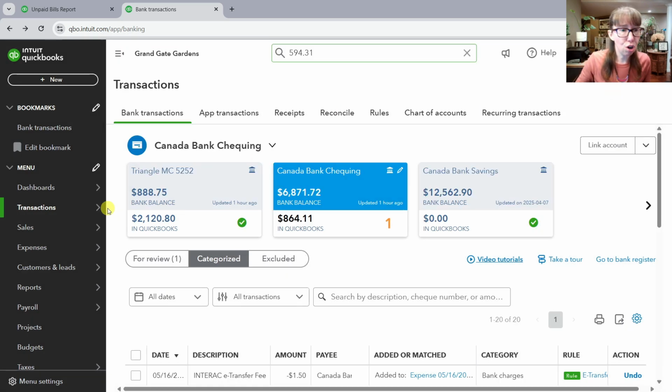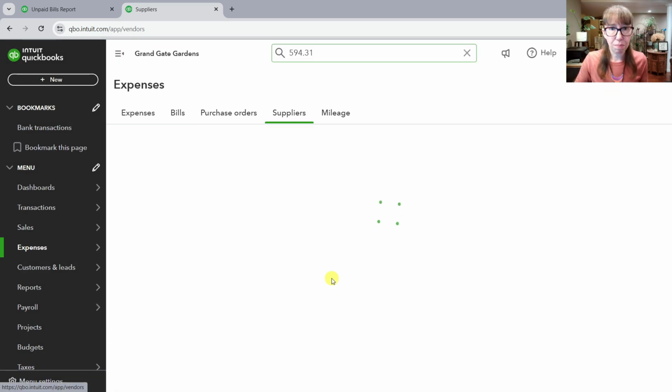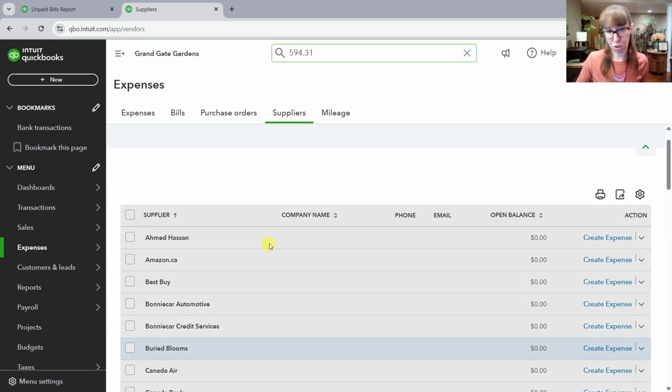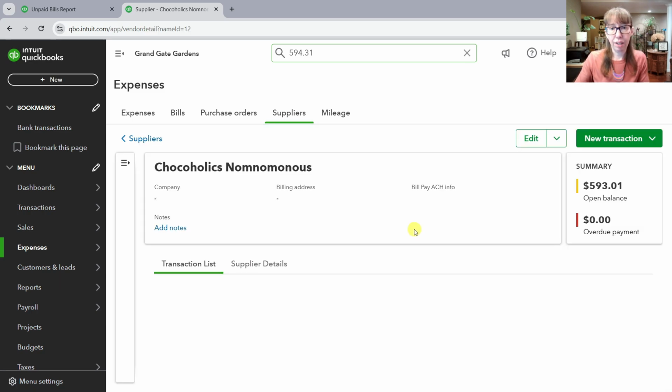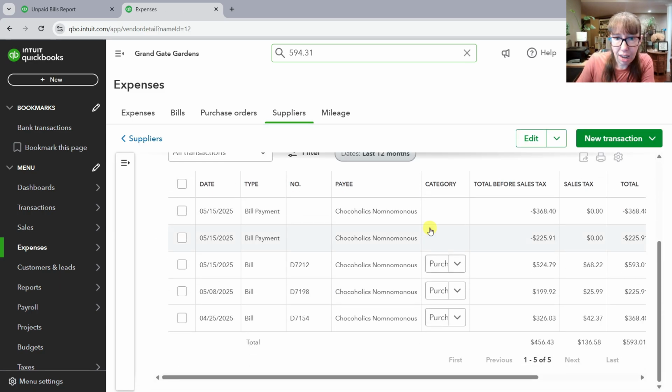If we were to go to the supplier, and we were to go to Chocoholics Gnome right here, you can see that we've got the 2 bill payments there, which can get super ugly and messy and hard to troubleshoot when you have a vendor that you're paying 5 or 6 or 12 bills at a time. To have the 12 bills and the 12 bill payments, what a mess. Why can't we just, when we say match, have 1 bill payment doing 2 bills?